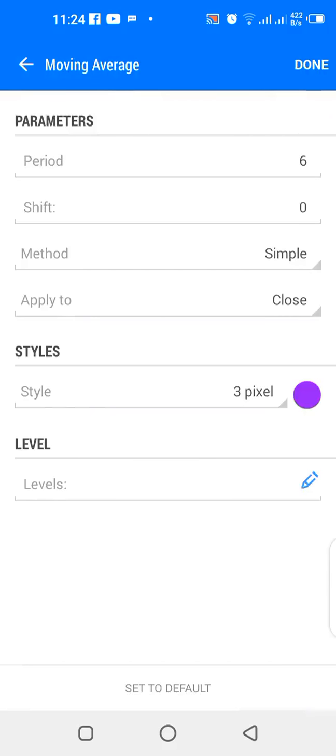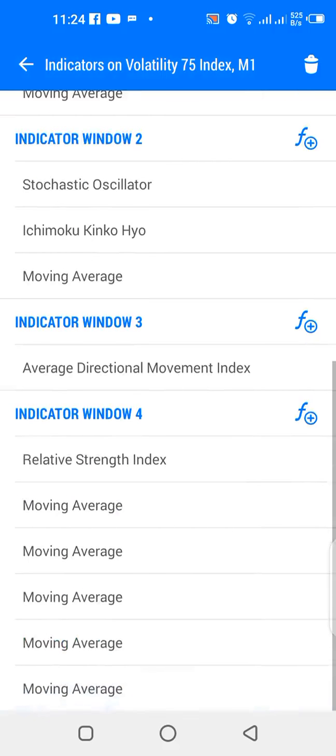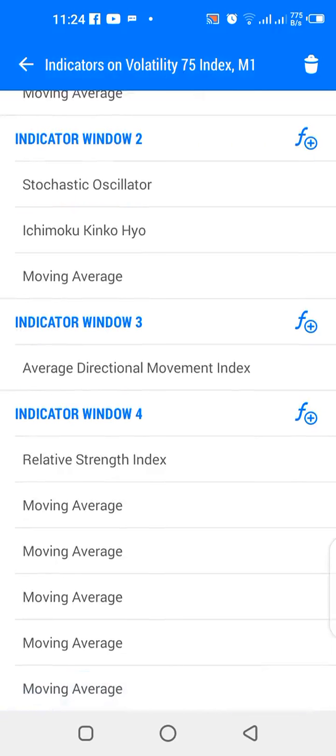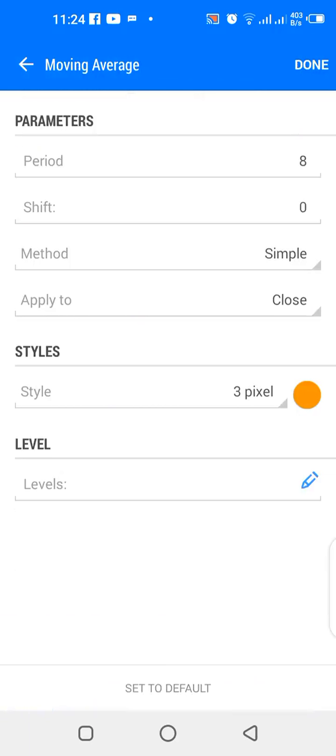Okay, now we have 5 moving averages. The first one, this is the first one, 200 period simple moving average. It's applied to close, and the color is red. Okay, we also have 7 period simple moving average, shift is 0, apply to close, and the color is blue. Then we have 6 period simple moving average, shift is 0, then apply to close, and the color is purple. Then the fourth one, we have 8 period simple moving average, apply to close, shift is 0, and the color is orange.